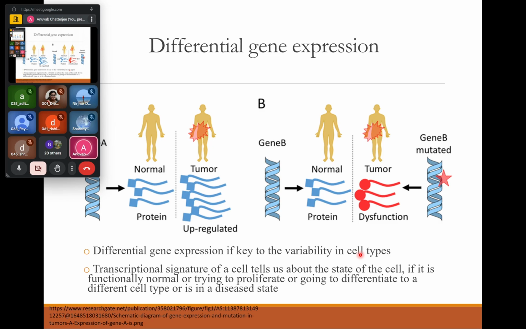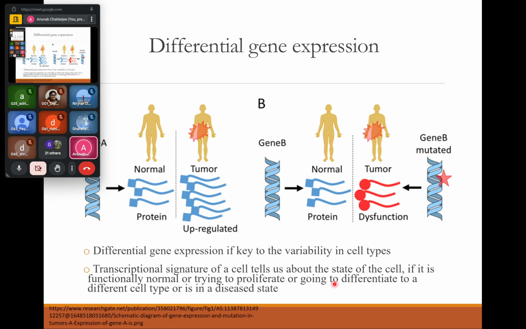So cells are different from each other because their mRNA profile is different from each other. This is known as the transcriptional signature. Essentially all the sets of mRNAs and how many mRNAs a cell is transcribing at any moment is known as the transcriptional signature of a cell. This transcriptional signature tells us a lot about the state of the cell, if the cell is functioning normally, like in these cases, or say the cell is going to proliferate. It says I am going to start dividing a lot. That also you can find out from the transcriptional signature.